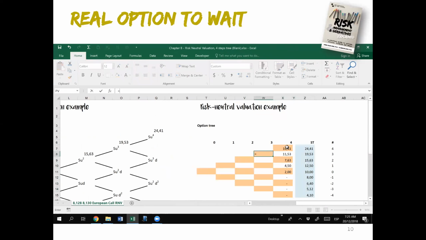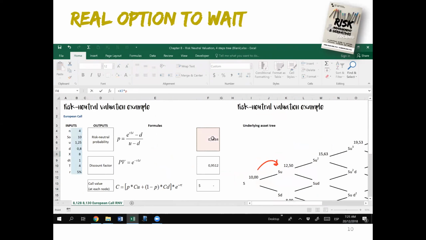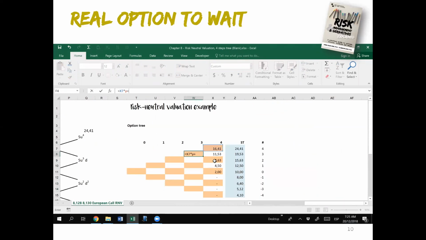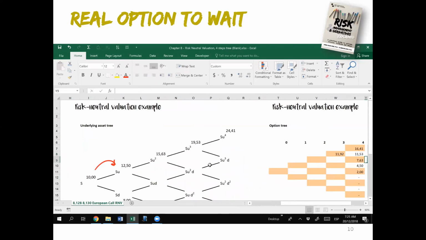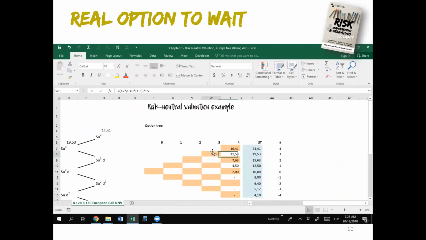Now we go back in the tree, simply calculating the expected value. 16 times the probability plus the other branch of the tree, which is 7.63 times 1 minus the probability. So the payoff of the call up and down and times probability, or 1 minus probability. And we discount all these multiplying by the discount factor.